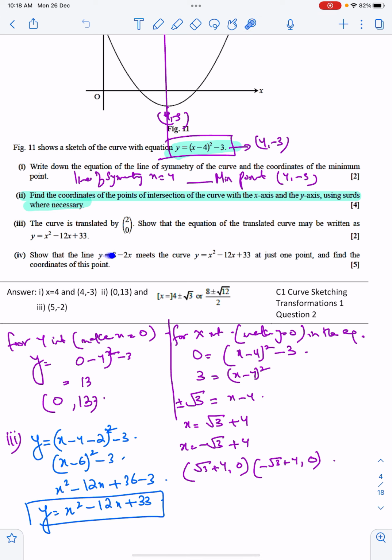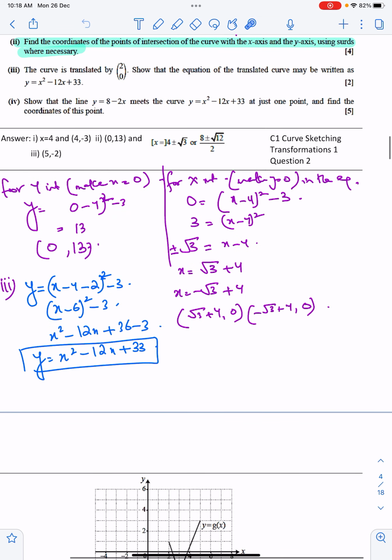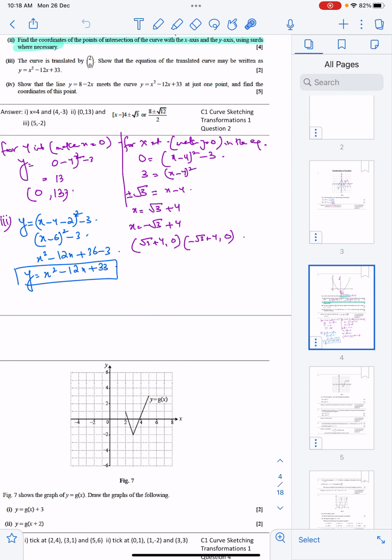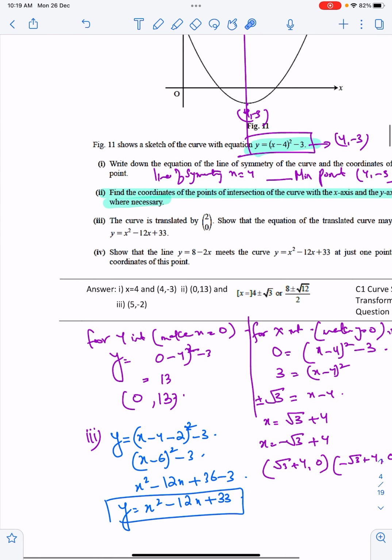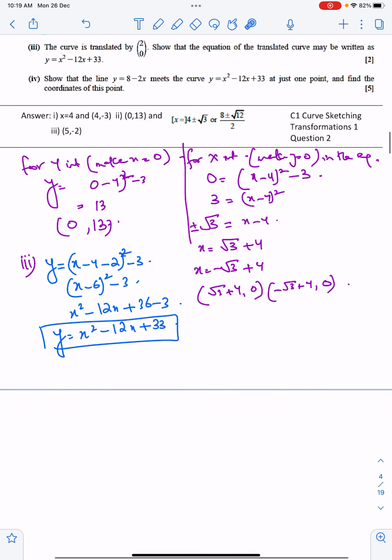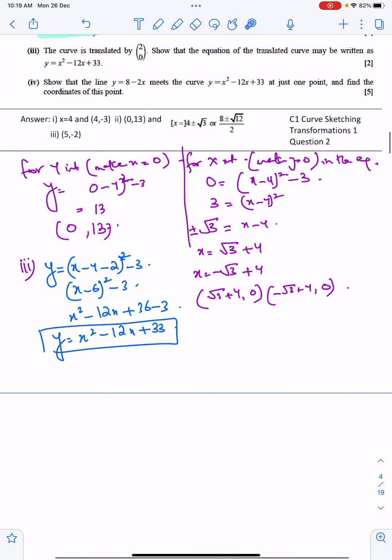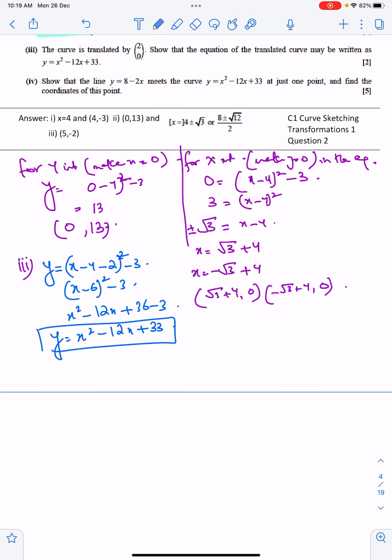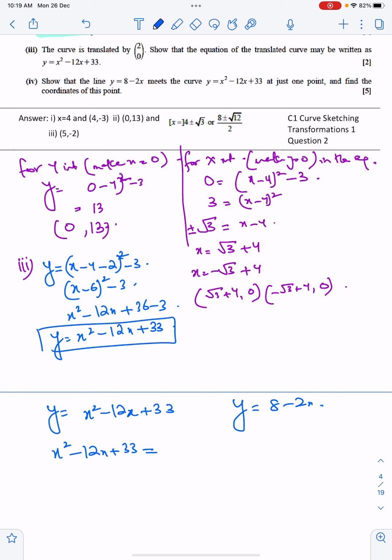Okay, the last part, show that the line 8 minus 2x meets the curve at just one point and find the coordinates of this point. For this part, if you want to show that the line and the curve are meeting at only one point, you can simply do b squared minus 4ac equals 0. The value of b squared minus 4ac will be 0. If the equation of the curve is x squared minus 12x plus 33 and the equation of the line is 8 minus 2x, if I simultaneously solve them, x squared minus 12x plus 33 equals 8 minus 2x.